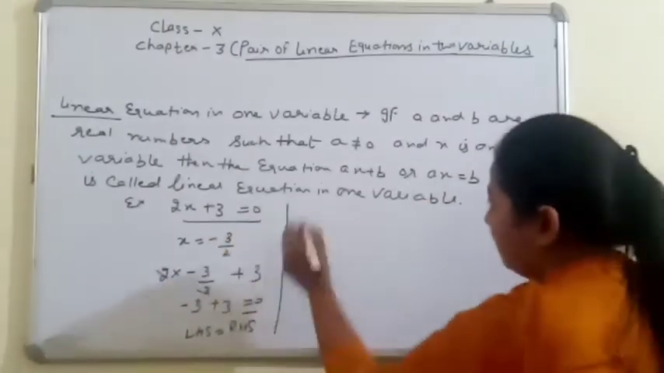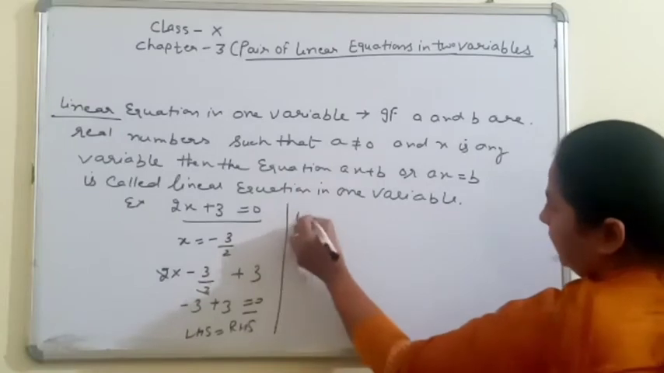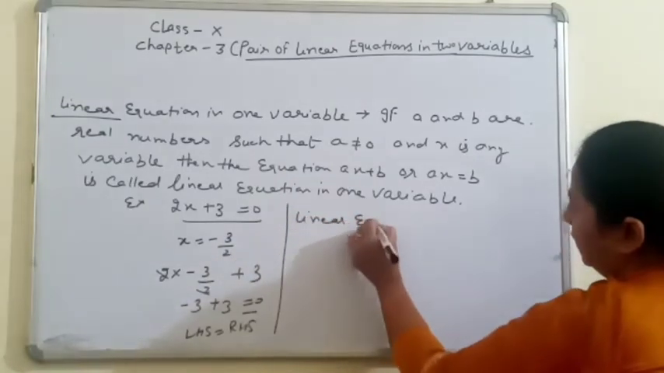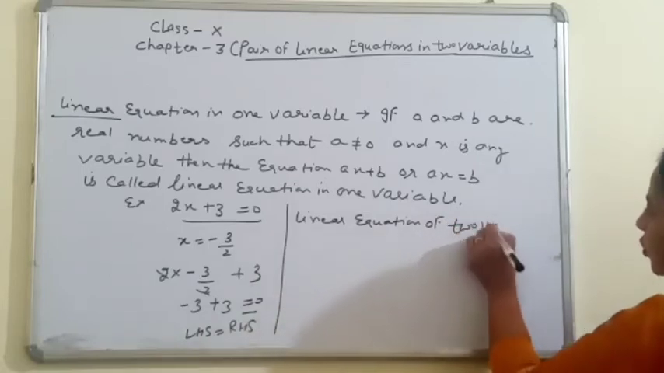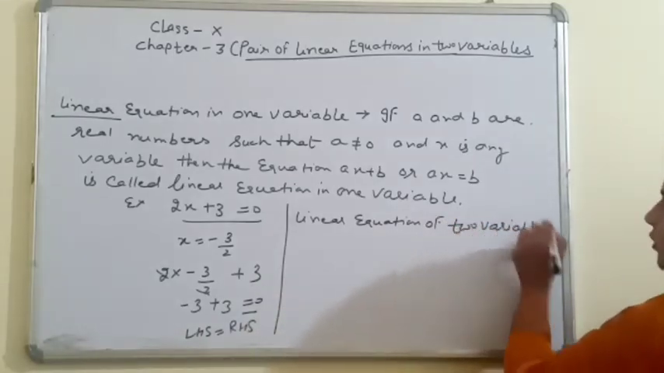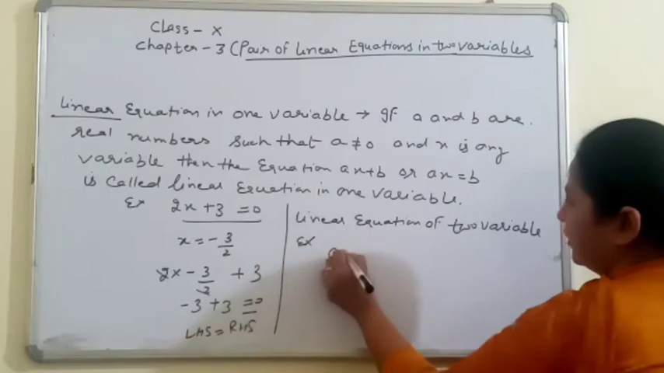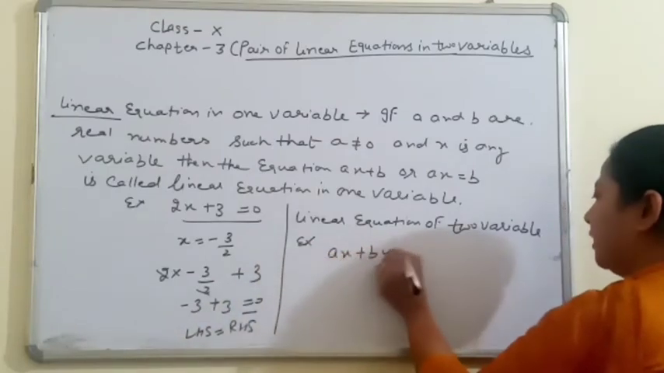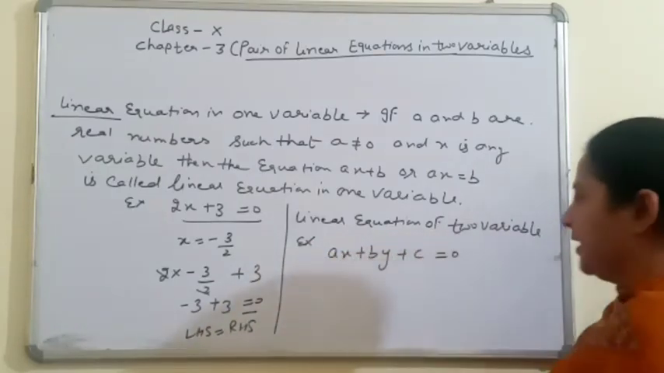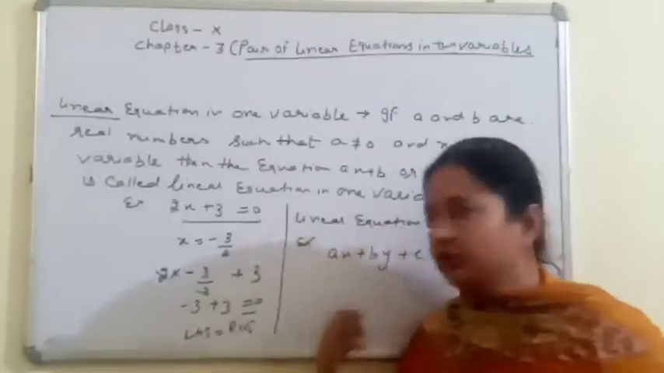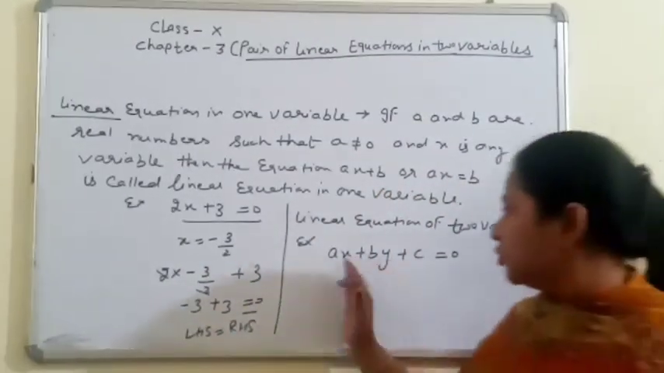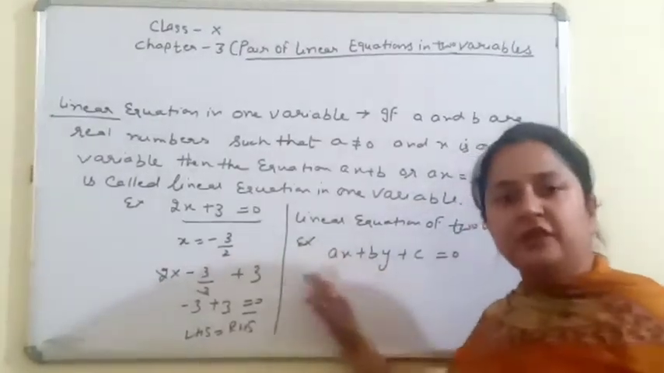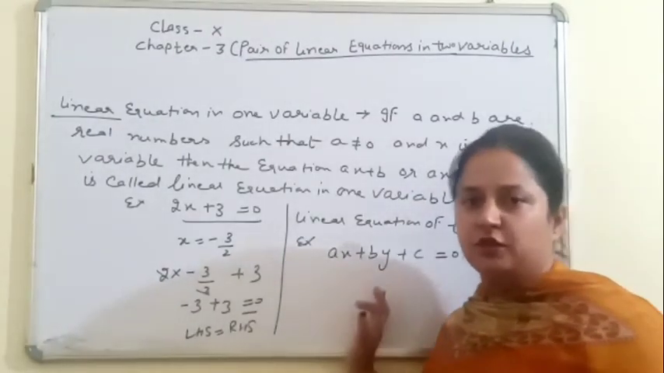Now if we have a linear equation of two variables, it has infinitely many solutions. So you have to remember it, students. A linear equation with two variables has an infinite number of solutions.